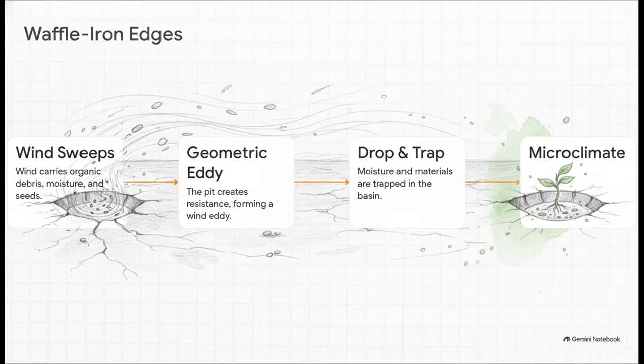First, the wind sweeps across the barren landscape, carrying airborne organic debris, tiny amounts of moisture, and seeds. Next, the waffle iron pit breeds localized geometric resistance. This causes the wind to slow down and form a small eddy. And because the wind slows, it drops its payload. Materials and moisture fall and are physically trapped in this little microbasin. Finally, all these accumulated materials begin to compost and hold water, establishing a self-sustaining, localized microclimate that allows a plant to survive where it otherwise would have completely dried out.